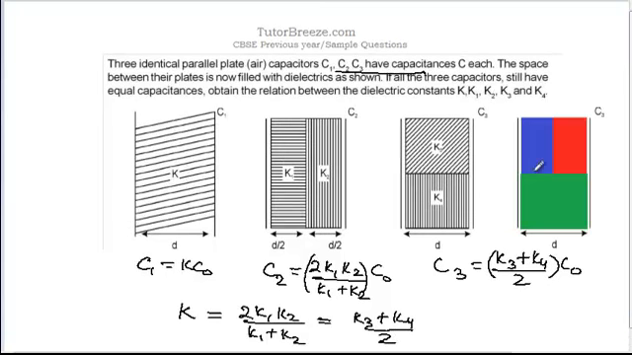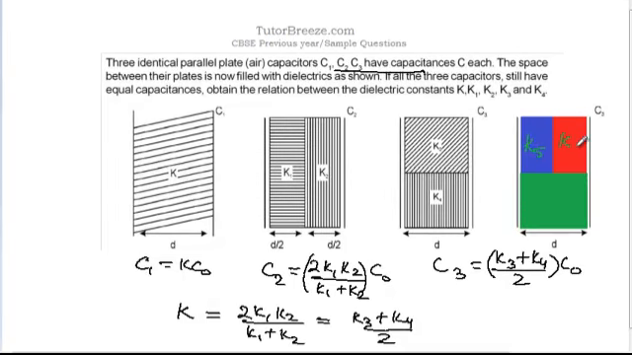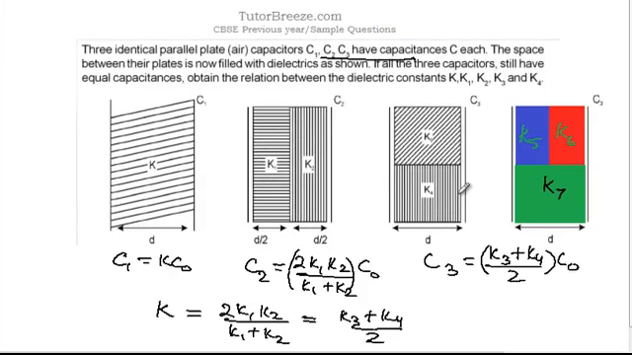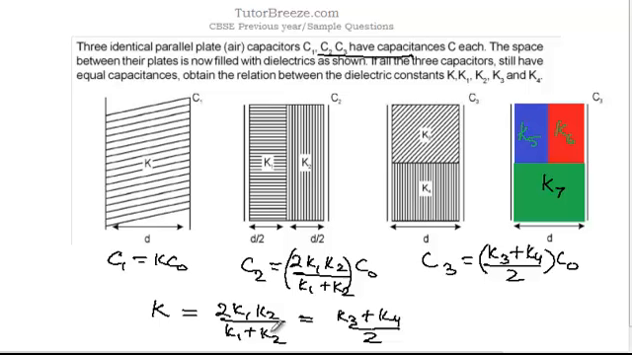Now I have a quick question for you. Say you have a capacitor with a dielectric like this, and let me call this K5, K6, and let's say this is K7, and I want you to find out a similar equivalent value of dielectric constant, that means K related to K5, K6 and K7.